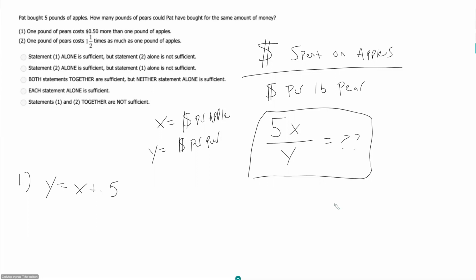Okay, so maybe I misspoke before. When I said one in terms of the other, I mean we need a proportion of one in terms of the other, which this isn't. So in other words, if we plug in X plus 0.5 for Y, this would give us 5X over X plus 0.5. But that's without knowing what X is. We can't really do anything else with that. So that's insufficient.